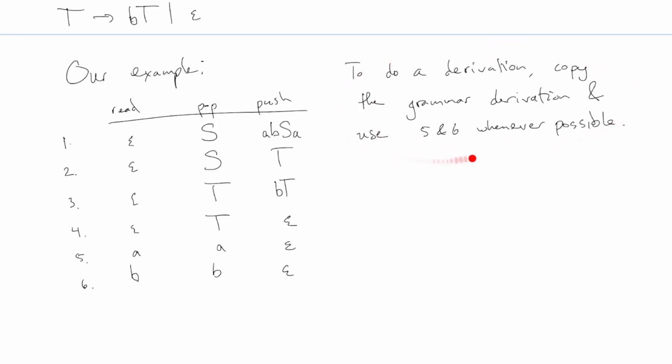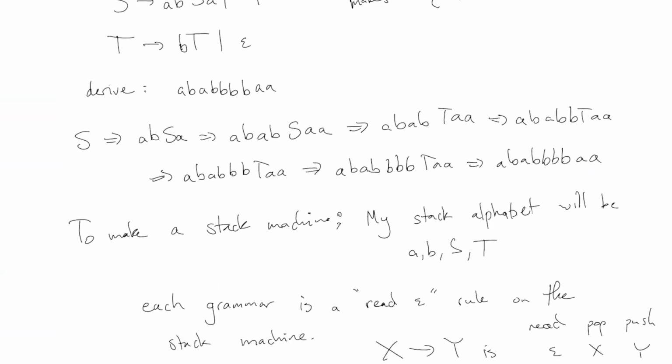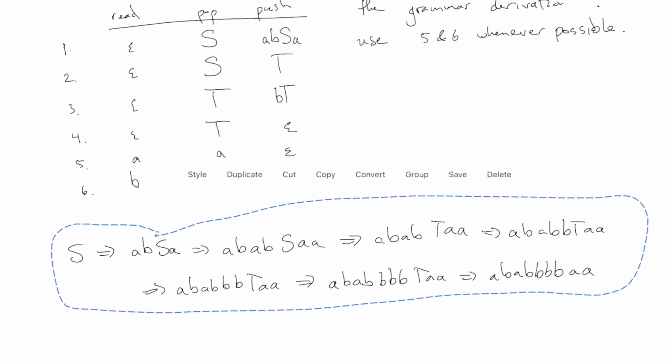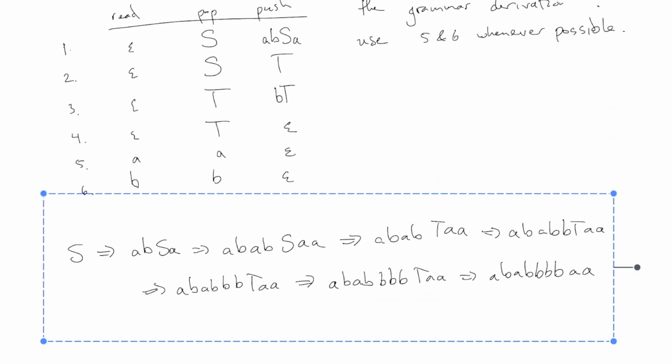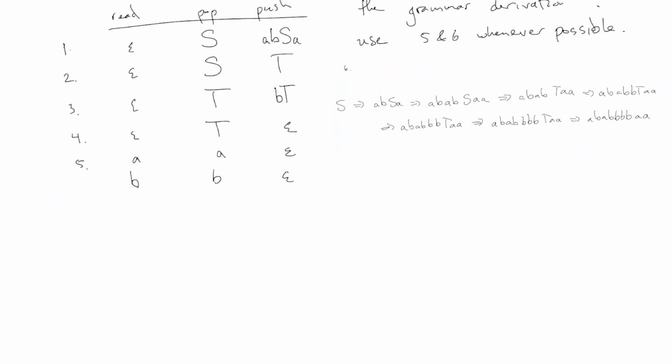This can be a little tricky, but this is my advice. If you're trying to do a derivation on the stack machine, first figure out how to do it using the grammar and then copy those steps in the same order. So my grammar derivation was here. I'm going to try to copy this down too, because you have to follow these same steps. Maybe I can shrink it down a little. Can you still see that? At least a little bit. Oh, I shrank the 6. Okay.